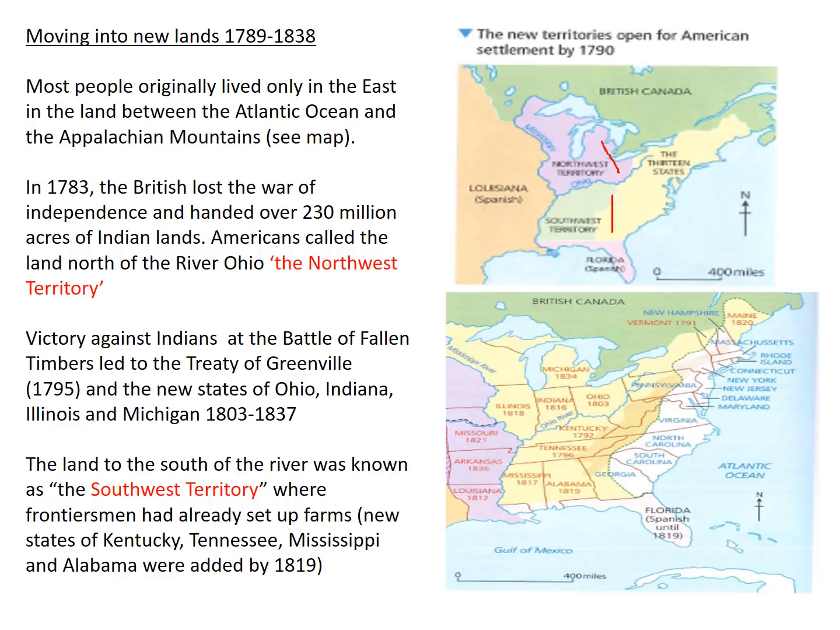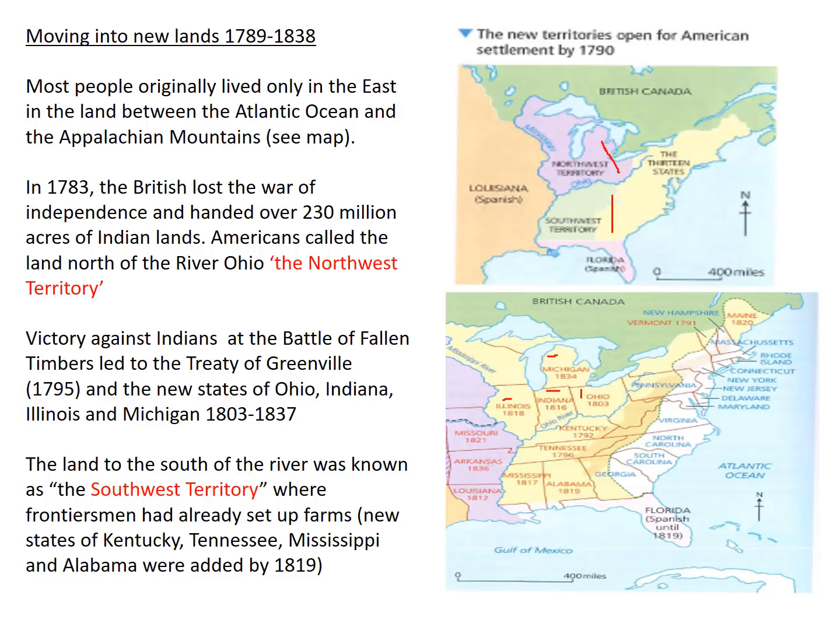Now, the Northwest Territory was won partly as a series of wars against the Native Americans, against the Indians at the Battle of Fallen Timbers and the Treaty of Greenville, which led to the new states of, let's see if we can find this, Ohio, just here, and Indiana to the west of it, and then we've got Illinois, and then we've got Michigan up here.